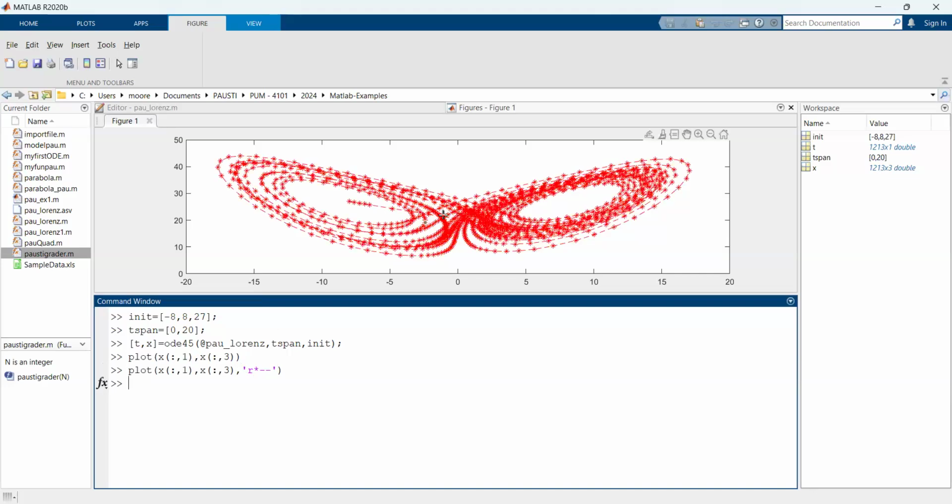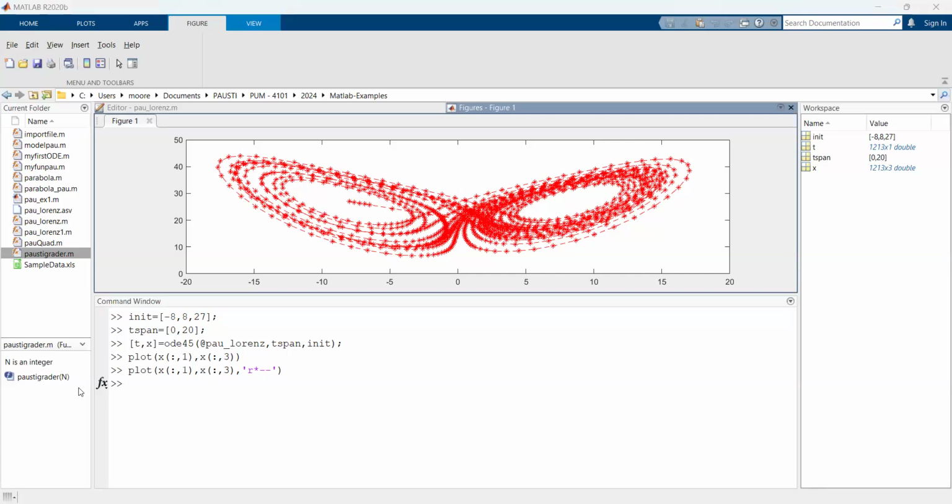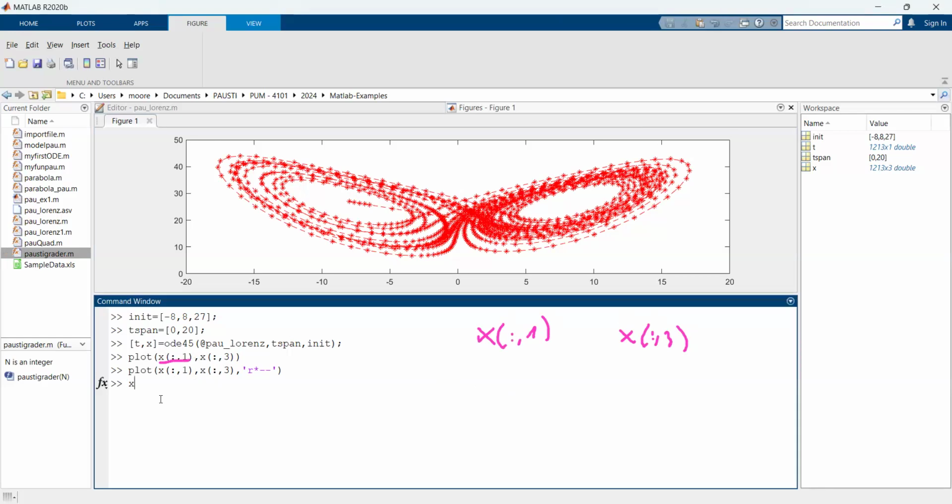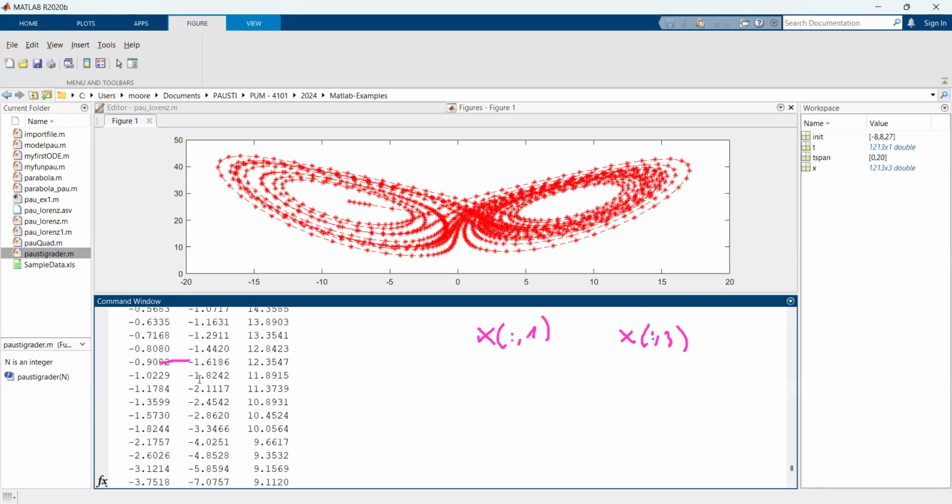So you can see it clearly. This is x1 against x3. Here I'm writing x1 to be x1, and then I'm writing x3 to be this, right? So basically we have the x. If I show the x, you see that there's an n by 3 matrix, right?